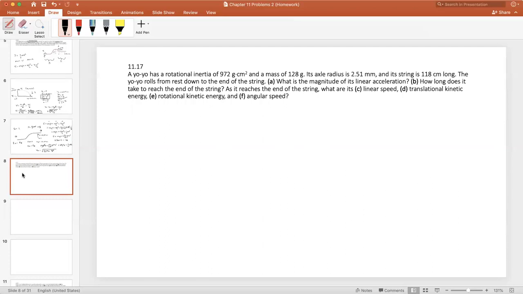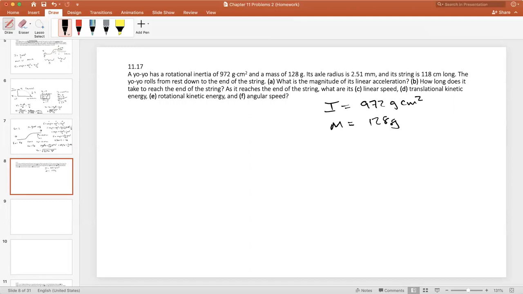So problem number 3 is a yo-yo problem. And in this problem, we're given that a yo-yo has a rotational inertia of 972 gram centimeter squared. I want to write that down. I for the yo-yo is 972 gram centimeter squared. Units of mass times distance squared. The yo-yo has a mass of 128 grams. It has an axle radius of 2.51 millimeters, and the string is 118 centimeters long.